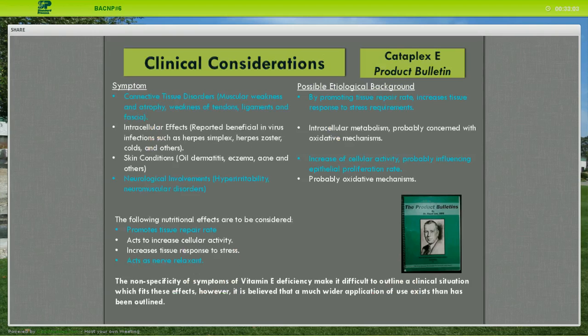So if we look at the product bulletin in regards to Cataplex E, you'll see it helps with connective tissue disorders, neurological involvement, particularly hyperirritability. It's doing that by promoting tissue repair, increasing tissue response to stress. It's acting as a tissue repair helper. So again, all these things are telling us repeatedly that Cataplex E is a tonic product or a building product.